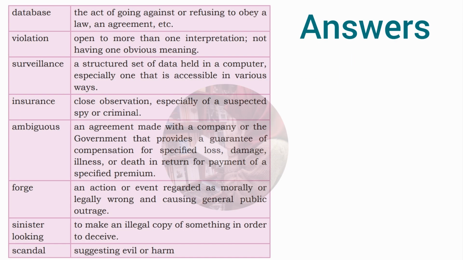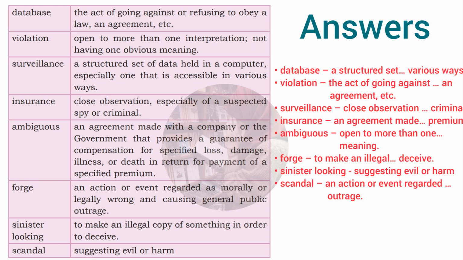So first one is database, and its answer is a structured set, which is C. Next, violation means the act of going against, which is A. Next, surveillance means D. Close observation to criminal. Okay. Next, insurance means an agreement made. Next, ambiguous means open to more than. Then, forge means to make an illegal. Next, sinister looking means suggesting evil or harm. Next, scandal means an action or event. So, answers are C, A, D, E, B, G, H, F.